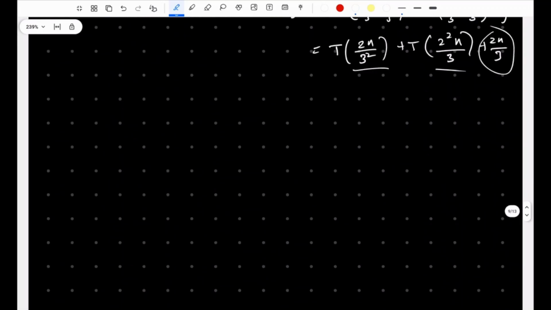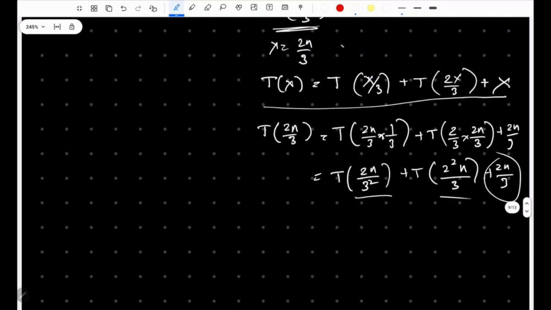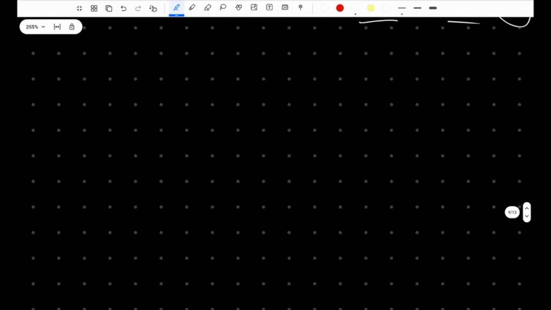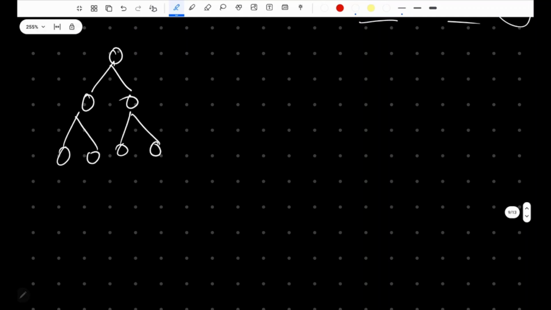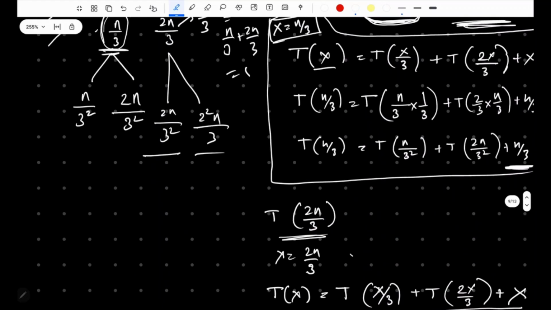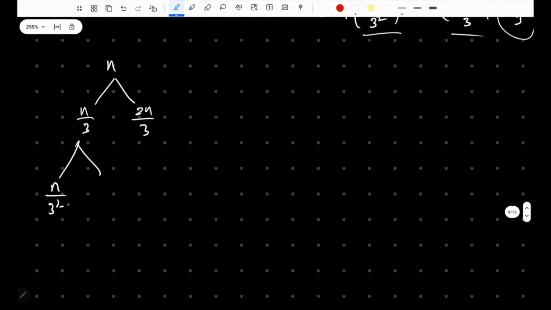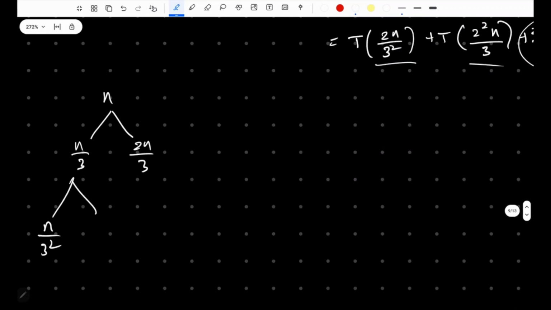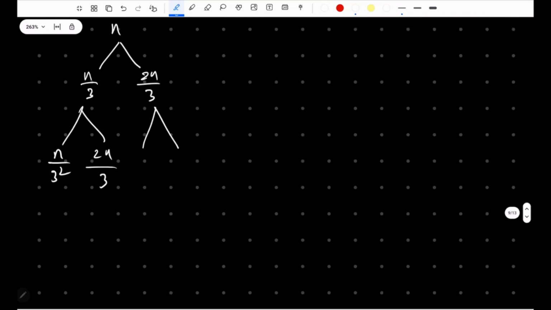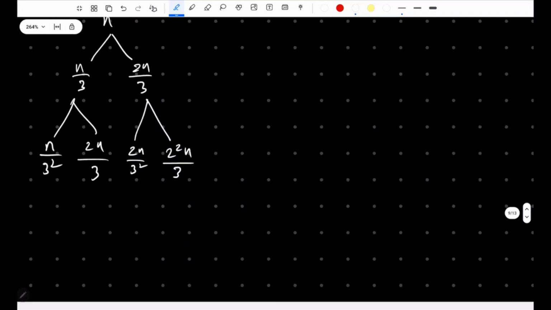So now let's go to our recurrence solving. What did we get? We got this one, right? I will draw the same tree here also. So this was n. This was n by 3. This is 2n by 3. This I got n by 3 square, n by 3 square, and this is 2n by 3 square, 2n by 3 square. Here what I have got? 2n by 3 square, 2n by 3 square, and this is 2 square n by 3. So the cost was n.